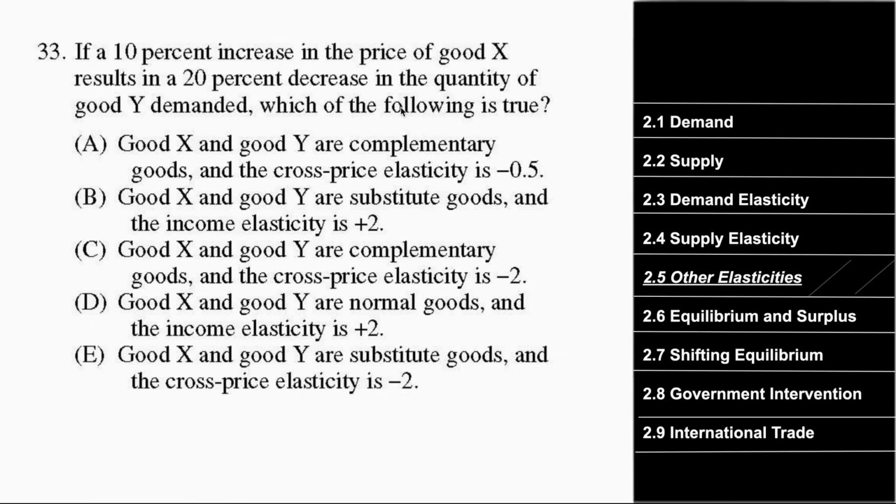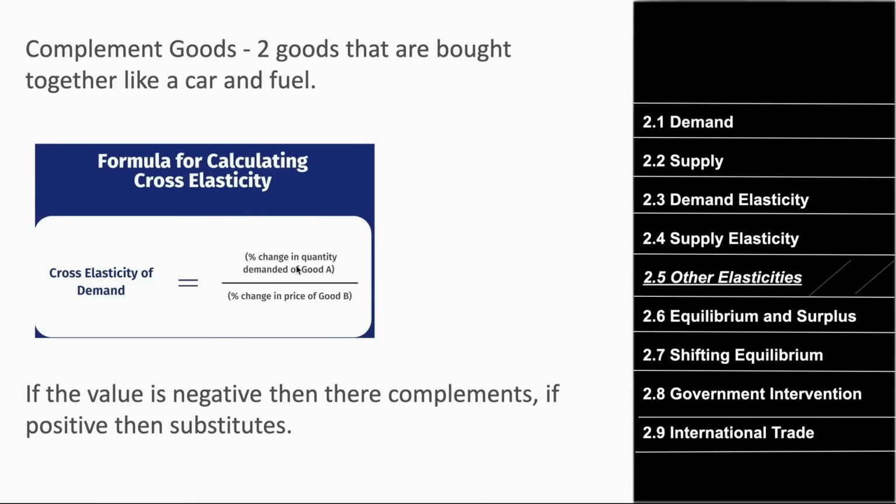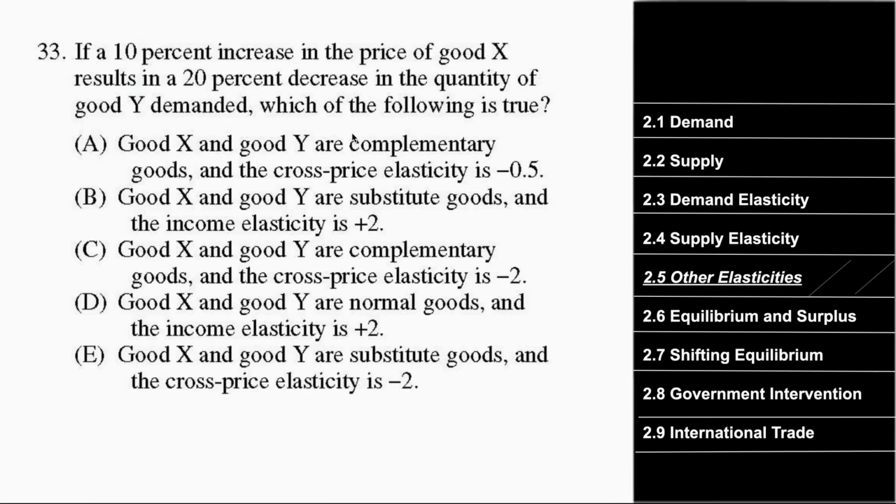For cross price elasticity, you want to go back to here. The percent change in quantity demanded of good A over the percent change in price of good B. So what's the change in quantity? We see a 20% decrease in the quantity of good Y, so that's negative 20% over the change in price, which is a 10% increase. So negative 20% over 10%, we get negative 2. Let's rule some answers out. It can't be A, it's not negative 0.5. Can't be B, first it's not income elasticity, it's not plus 2. It would be C, complementary goods, cross price elasticity is negative 2. So you should have gotten C.